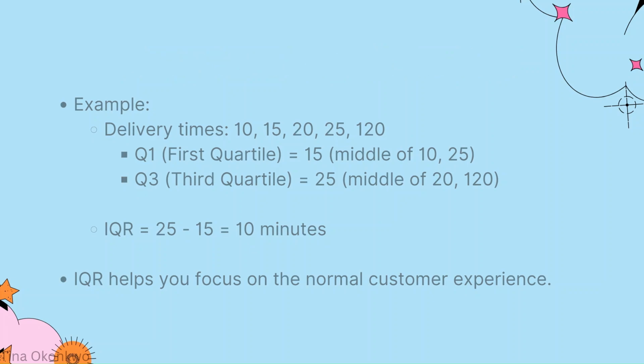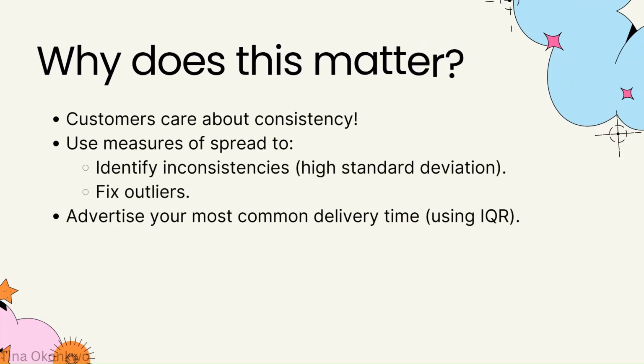Why exactly should you care about all this? Why does this matter? Let's bring it back to the real world. Now imagine telling your customers that our average delivery time is 20 minutes. Sounds great, right? But what if some orders take 2 hours because of traffic or bad routes? Customers will be angry if their experience doesn't match your promise.